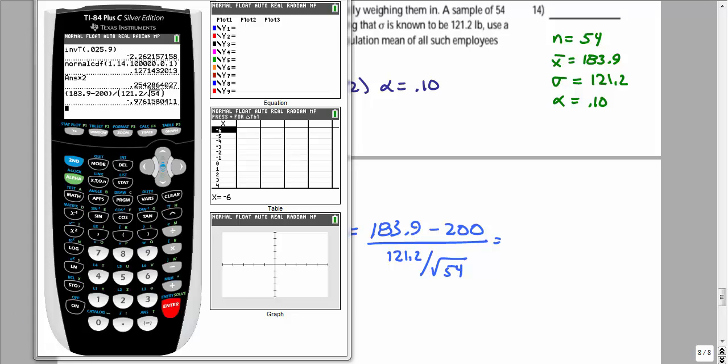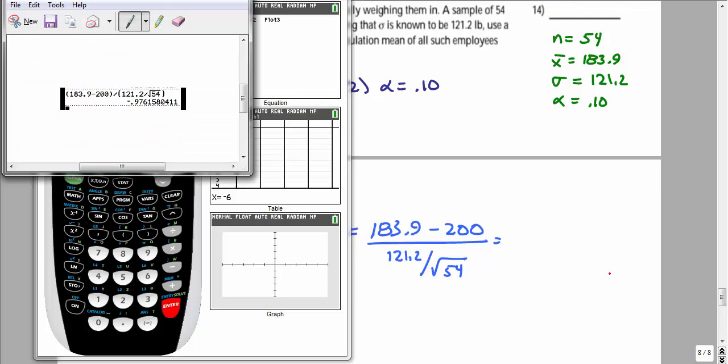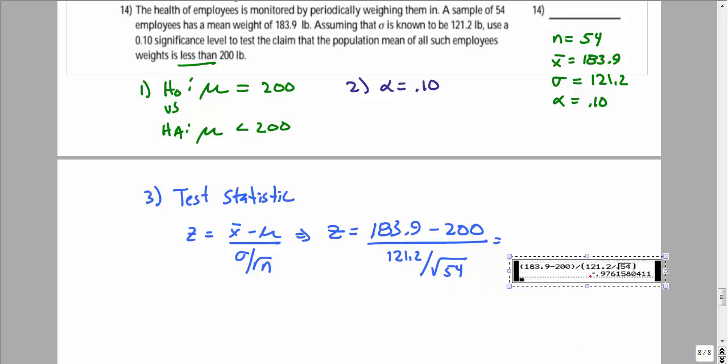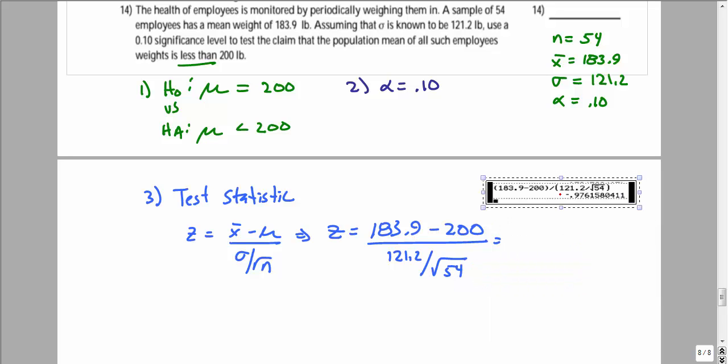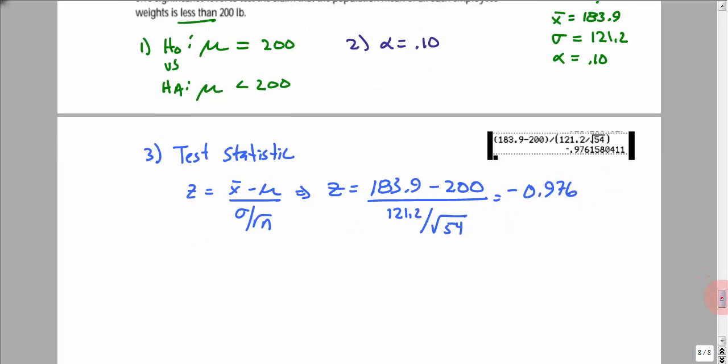So this value that it gives me here then basically says I'm negative 0.976 standard deviations below the mean. And what we need to figure out then is, is that too far below the mean to reject or fail to reject the null hypothesis? So this is negative 0.976. I'll take it out to 3 places.